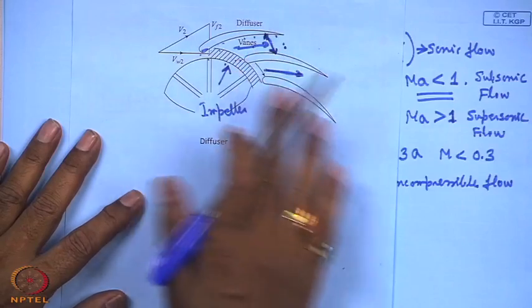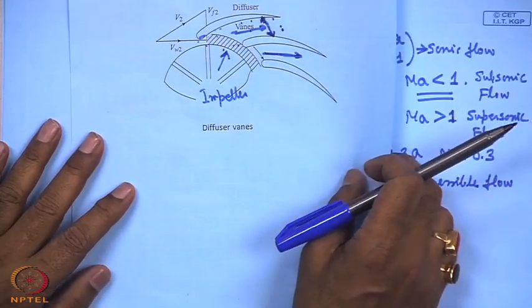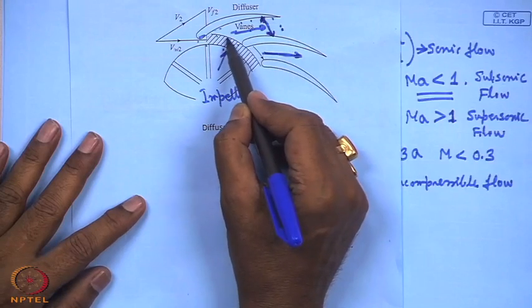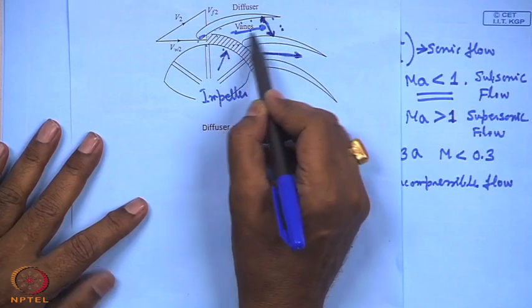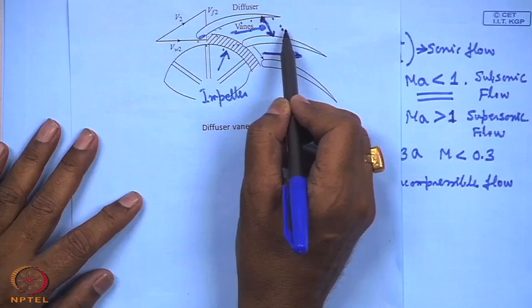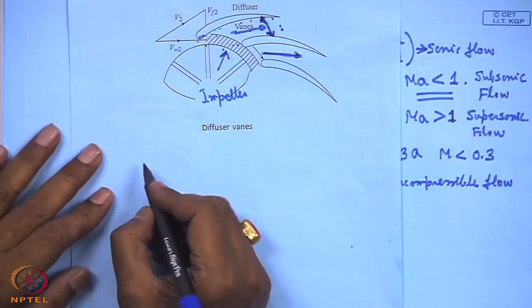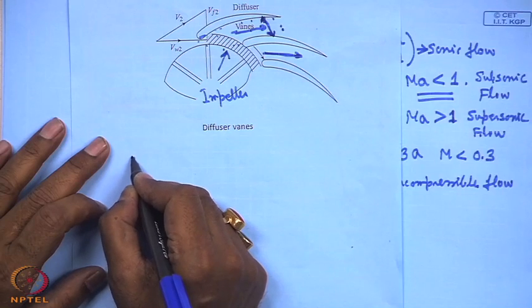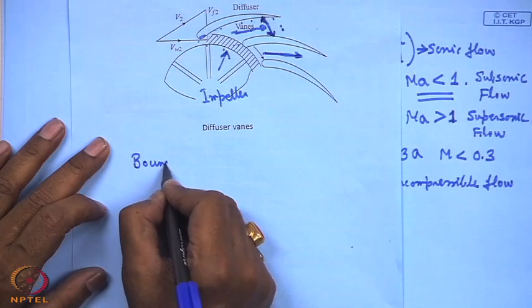Now, before going to explain this, I will tell another criterion, what should be the curvature of the vanes, so that the diffusion process, that is the deceleration of the fluid, is efficient without losses. So, that is more important in a diffuser. So, therefore, we must tell something about boundary layer separation.